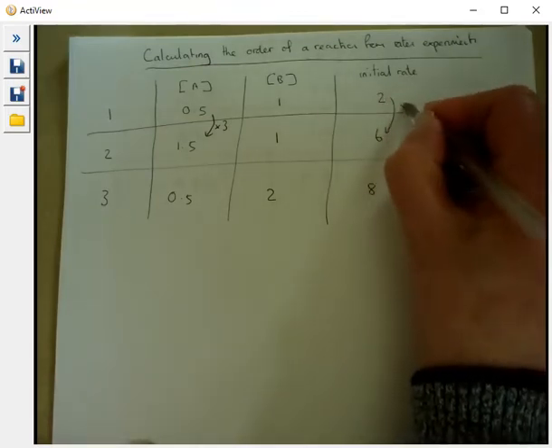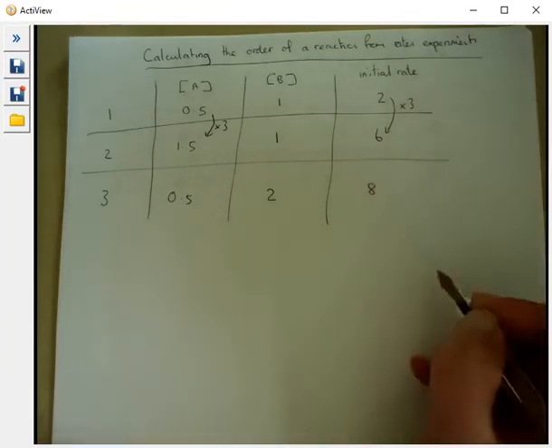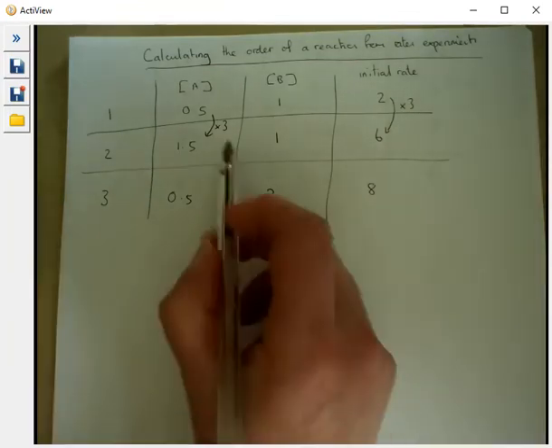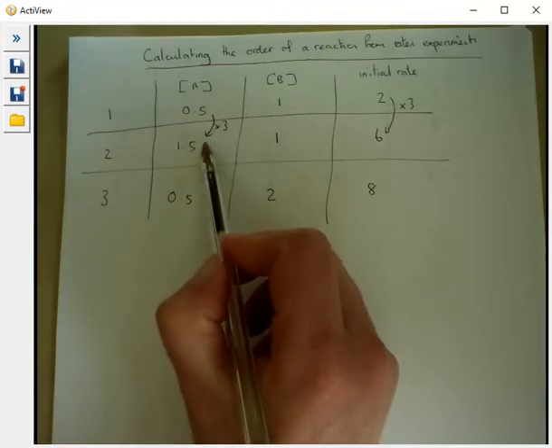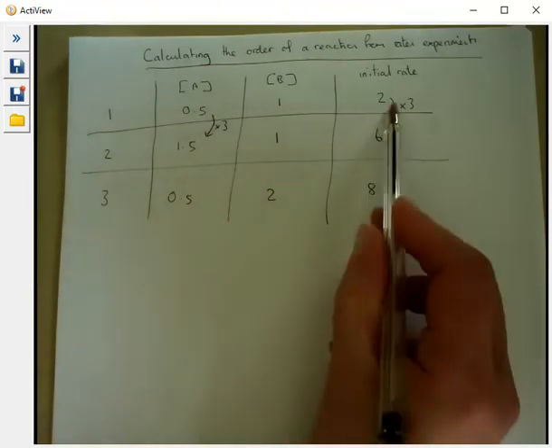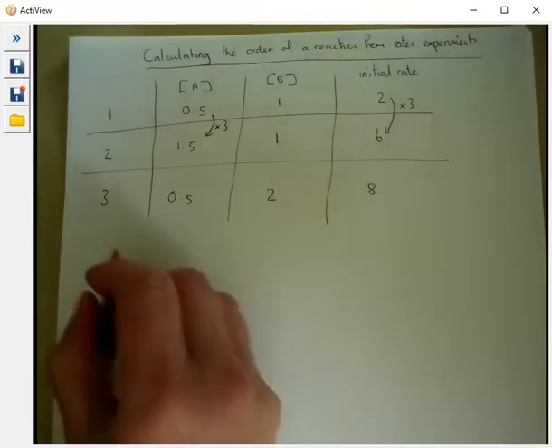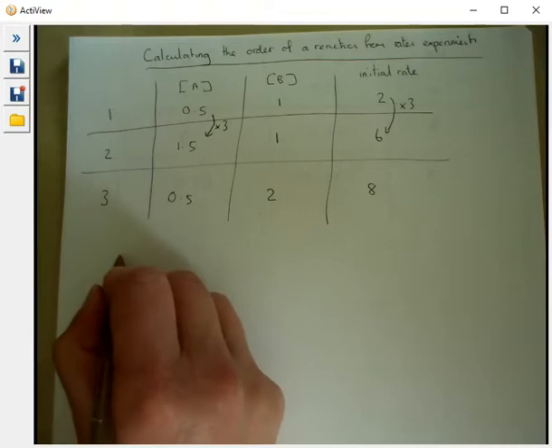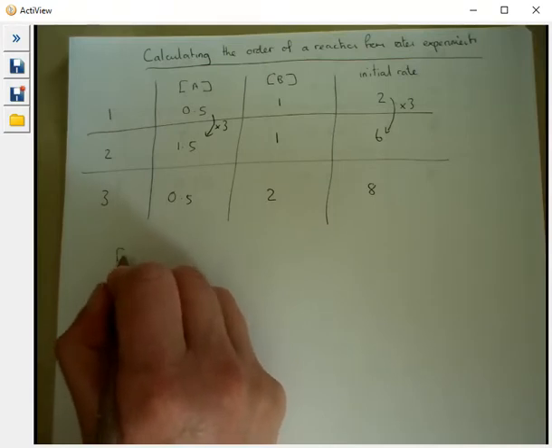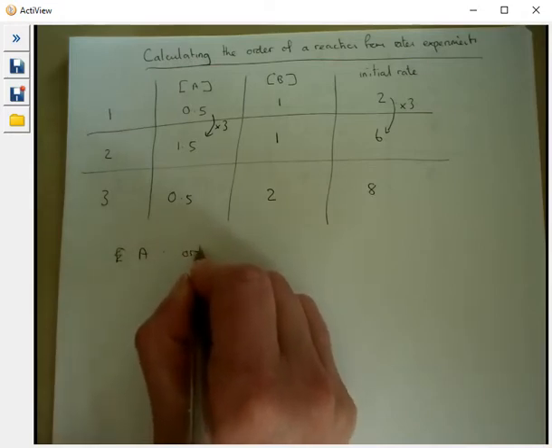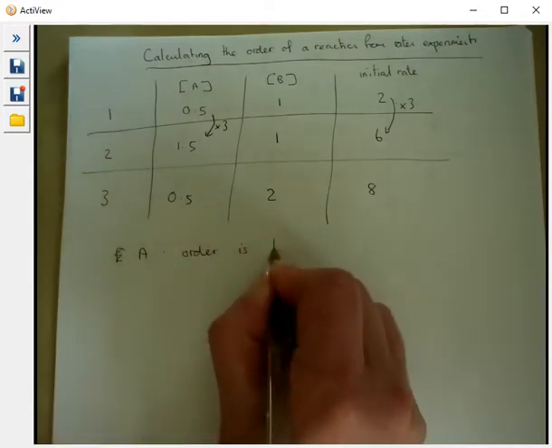So the initial rate has also gone up by a factor of 3. So if changing the concentration by a factor of 3 has led to a change in the initial rate of a factor of 3, that means it's got to be order 1. So for A, the order is 1.